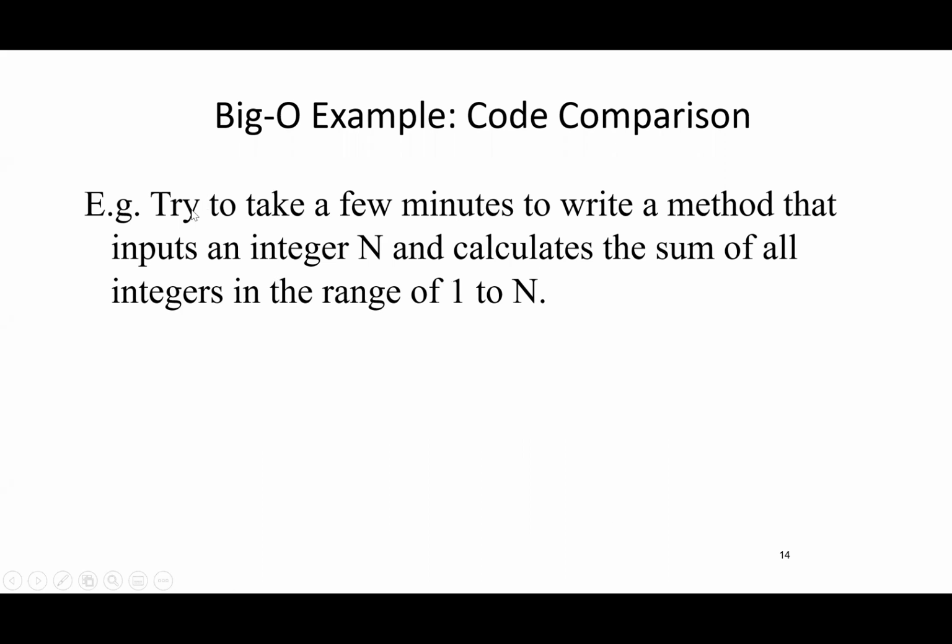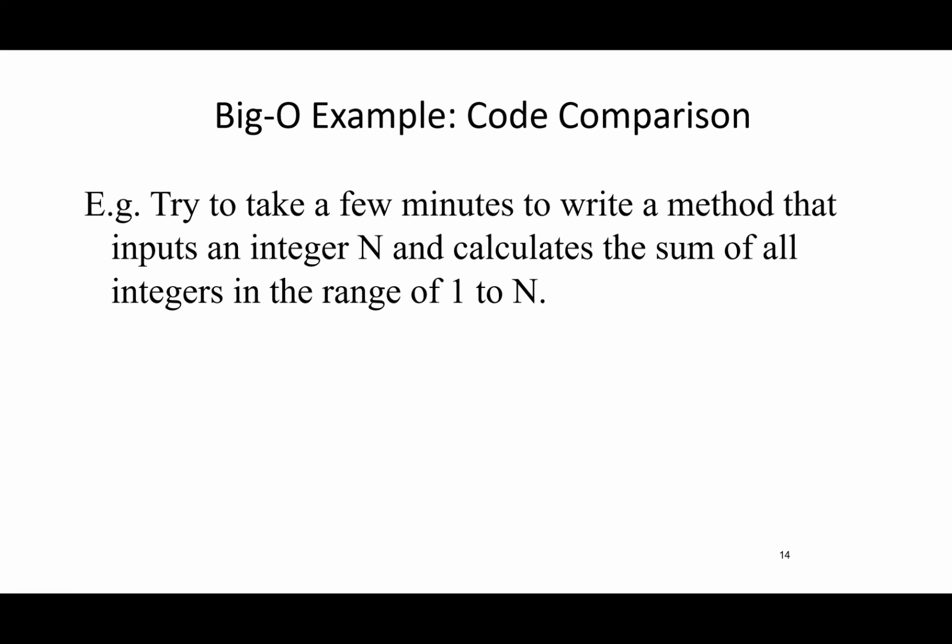Okay. So let's write a method that can help us input an integer n. And then based on this n, we find the range of 1 to n. So for example, if my n is 10, what I'm trying to do here is find out the sum of 1 plus 2 plus 3 plus 4 until plus 10. What is the total at the end, right? After I add up 1 to n.